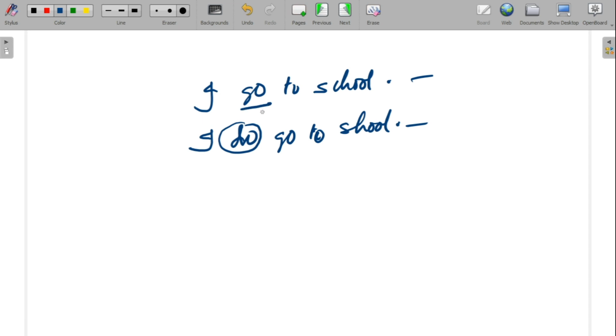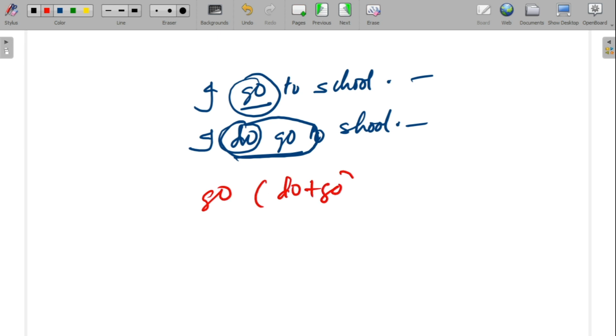Now, let's see, where did we get this do? See, go to school, do go to school. What did you understand when we take them together? One thing we are clear about is that here in go we have do plus go. That means do plus go is equal to go here. Do is inside this go. That means every verb has do inside it.